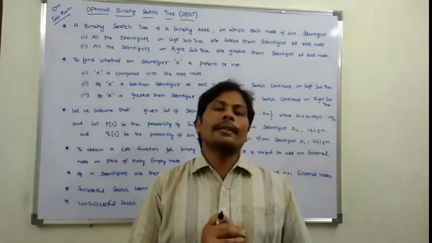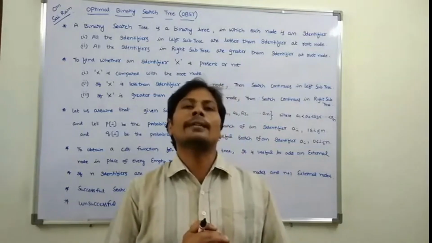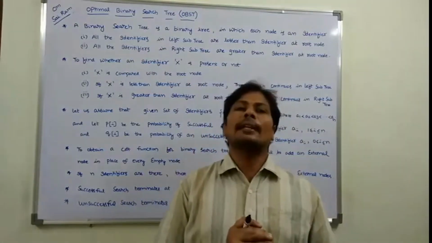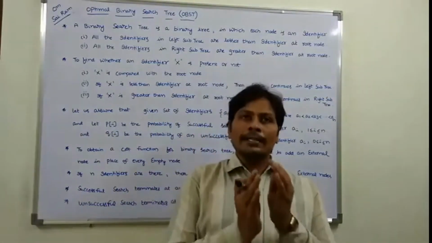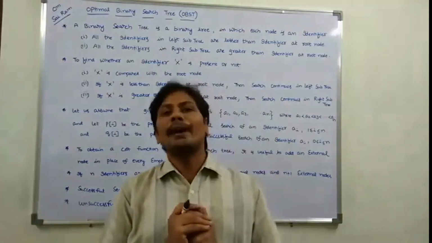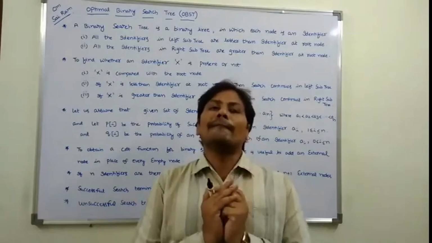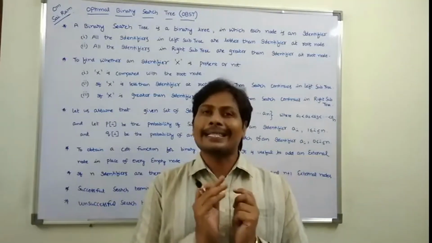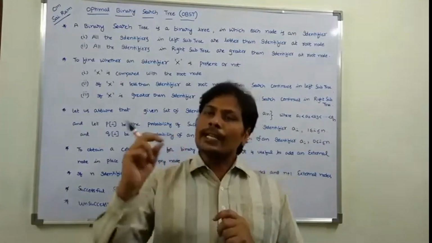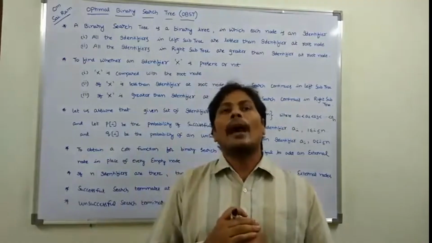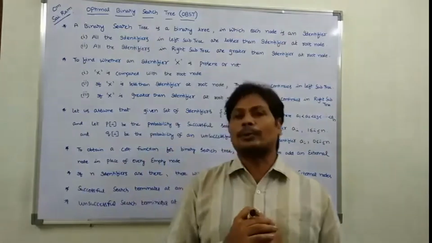A binary search tree is a binary tree in which each and every node contains two children: one is the left child and another one is the right child. Now, what is the condition we have to follow in a binary search tree? Each and every node in the left subtree has a value less than the value at the root node. Each and every node in the right subtree has a value greater than the value at the root node.